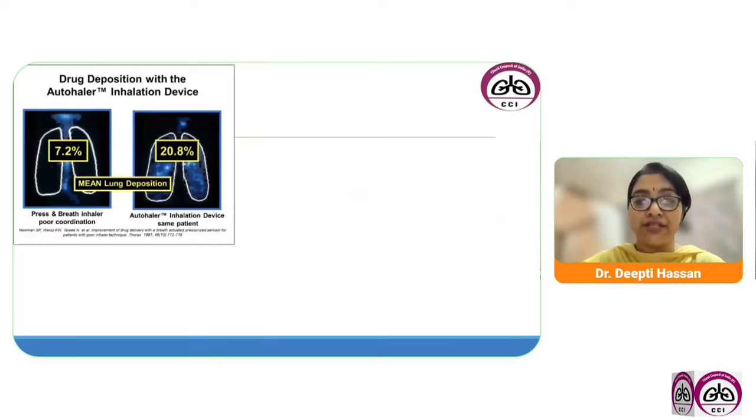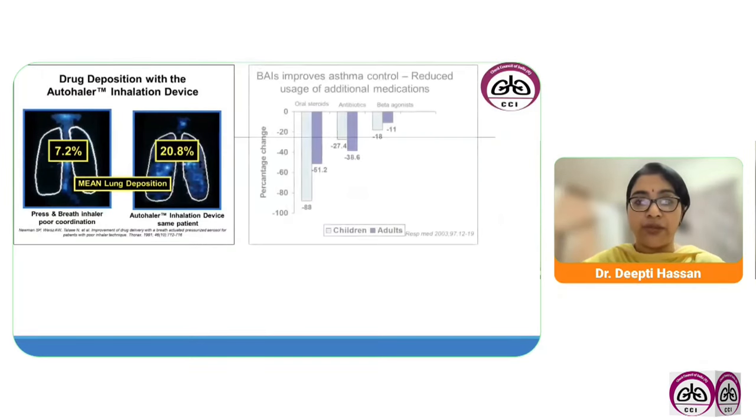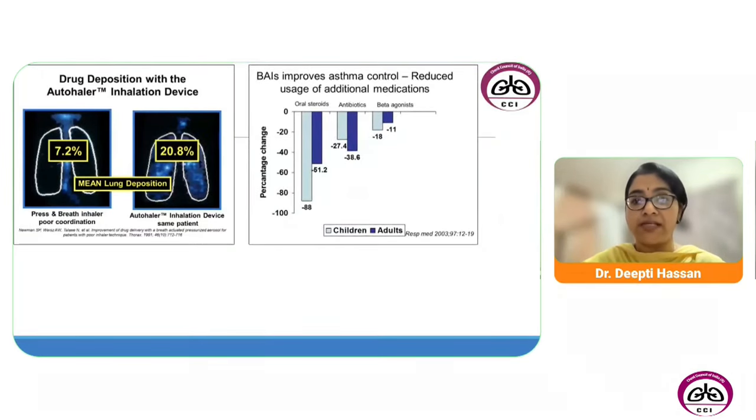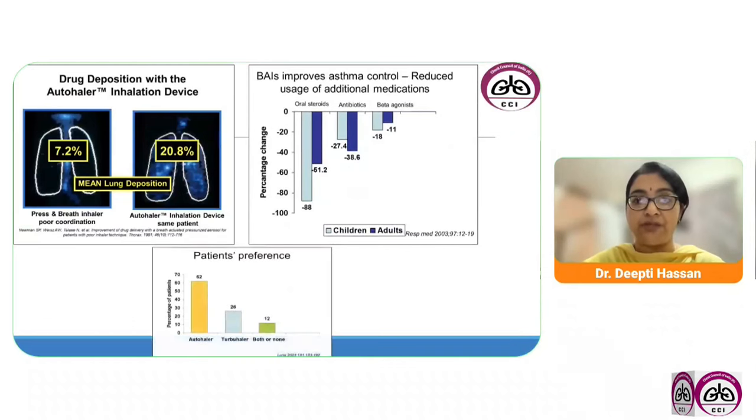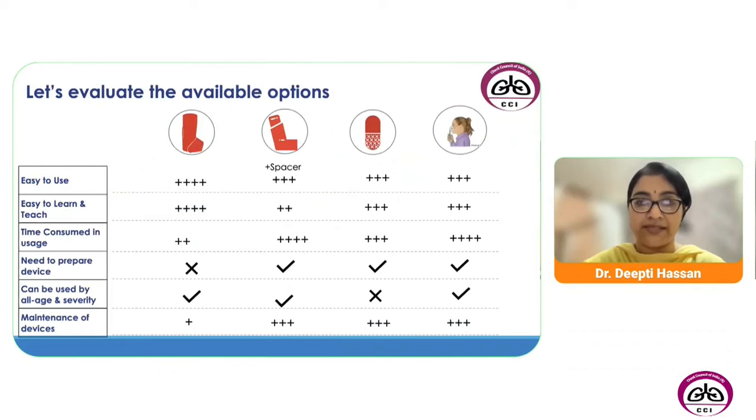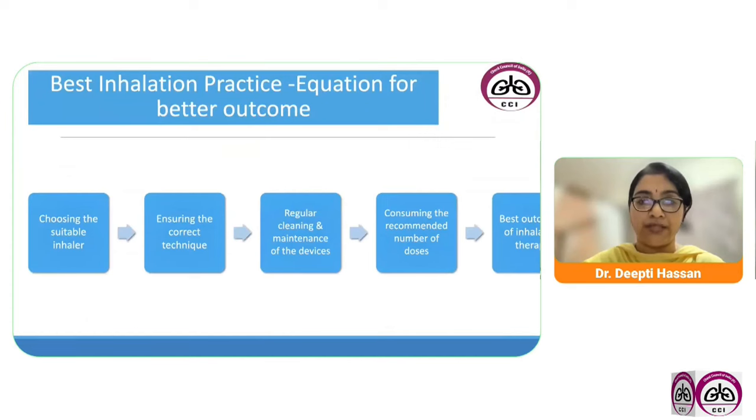So a good deposition is seen with a breath actuated device and it even improves asthma control because there is reduced usage of additional medications. Even the patients prefer a breath actuated device. When you evaluate all your available options, it is easy to use, easy to learn, time consumed is less, the need to prepare the device is not there, it can be used by all ages and severity, and very little maintenance is required for a breath actuated one.